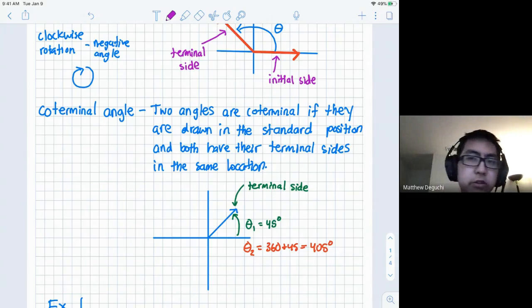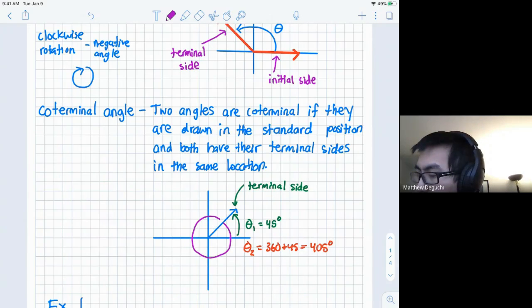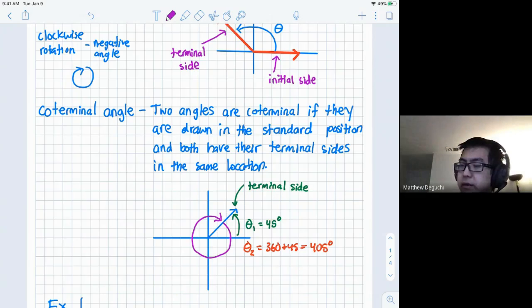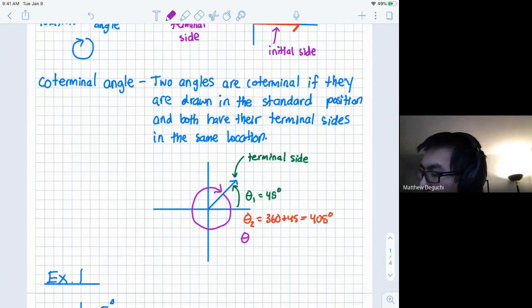Well, you can also subtract by 360, which means in order to subtract, you have to go clockwise, right? And that would lead you back to the same terminal side. So another way you guys could do it is whatever your given angle is, you can subtract by 360 to get other coterminal angles.